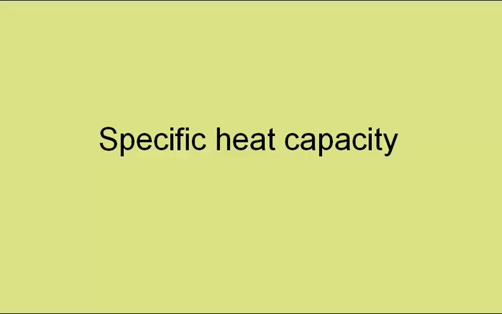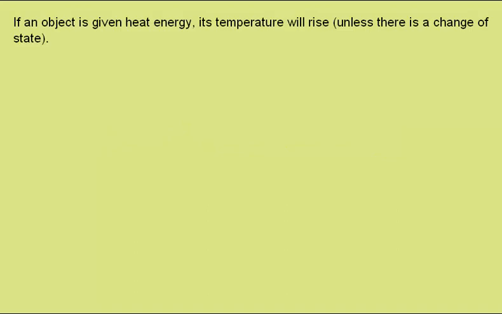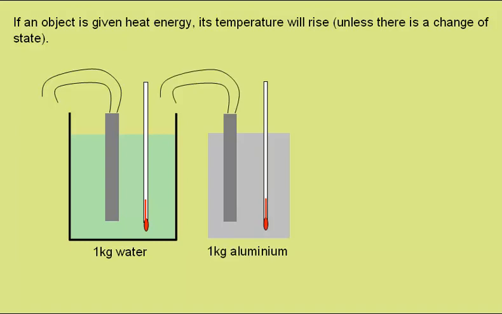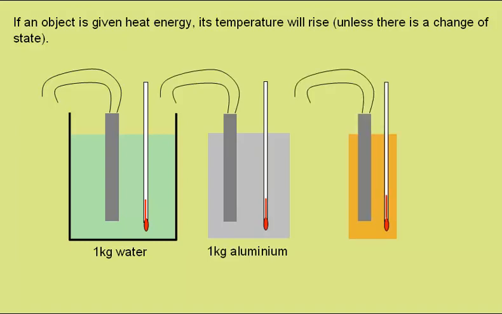Specific heat capacity. If an object is given heat energy, its temperature will rise, unless there is a change of state. Here we have a kilogram of water, a kilogram of aluminium, and a kilogram of copper. Copper has got a higher density than aluminium, hence the smaller volume to have a kilogram. And aluminium has a higher density than water, hence its smaller volume than the water.